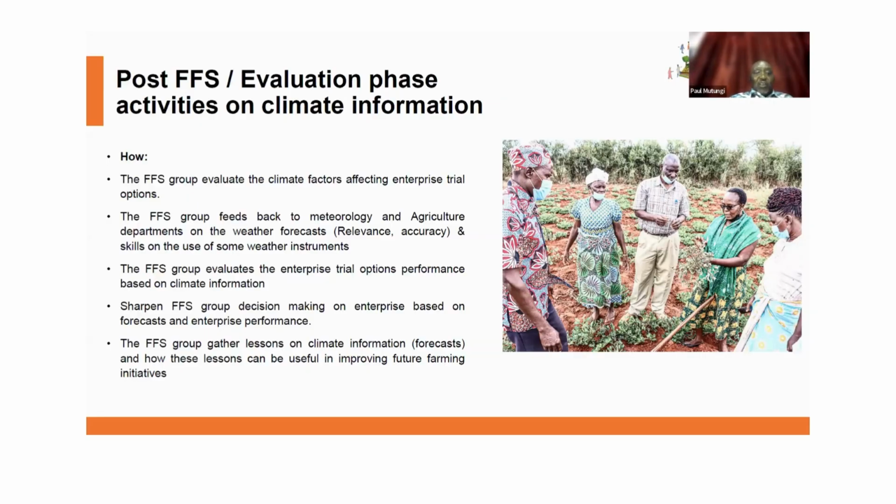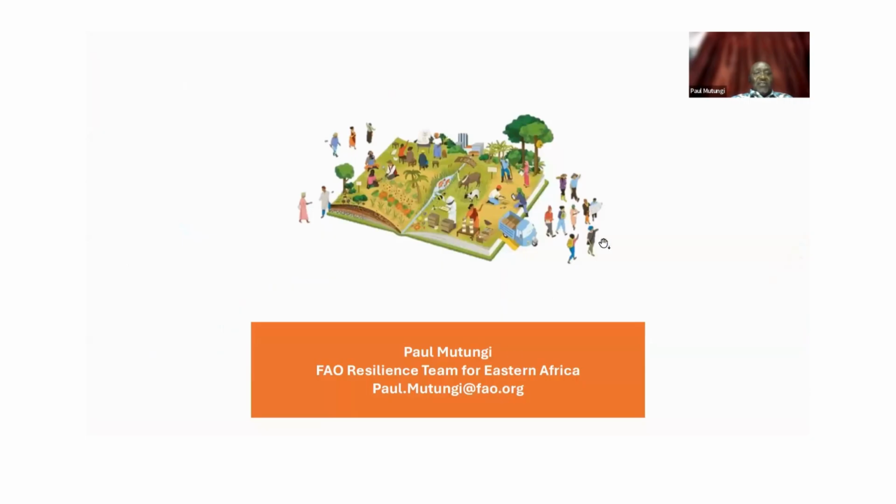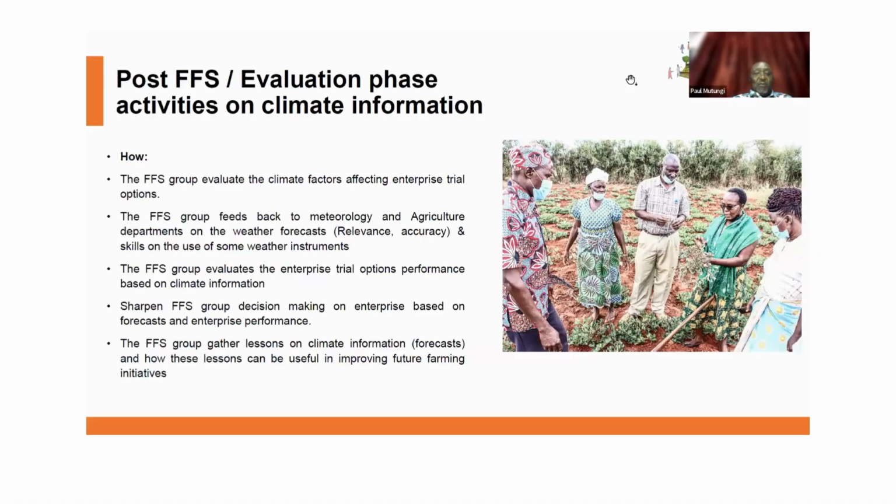The FFS groups also evaluate the enterprise trial options performance based on the climate information. Based on the information that was given, did we make the right adaptation option, and how did it perform? And it also sharpens the FFS group decision making on enterprise based on forecast and enterprise performance. Lastly, the FFS groups gather lessons on climate information and how these are important for improving future farming initiatives.